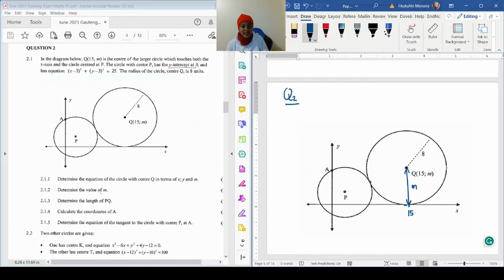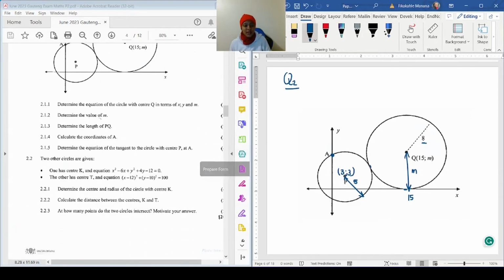But anyway, the circle with center P has the y-intercept at A. So we can see it over there. And has the equation x minus 3 plus y minus 3. So I can already see the center of P, which would be 3 and 3. And 25, meaning that the radius is 5. Okay. The radius of the circle centered Q is 8 units. So, okay, so I know that M is actually 8. Okay, so 2.1.1.